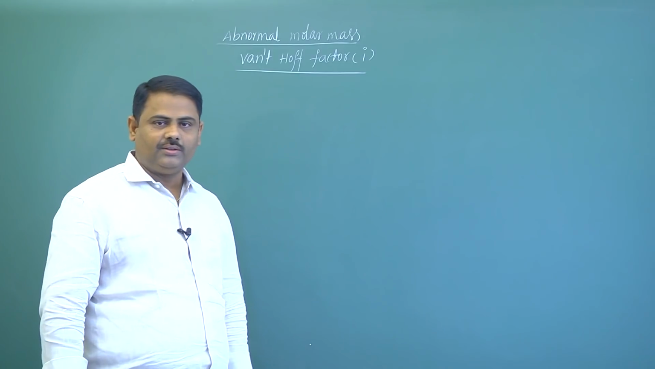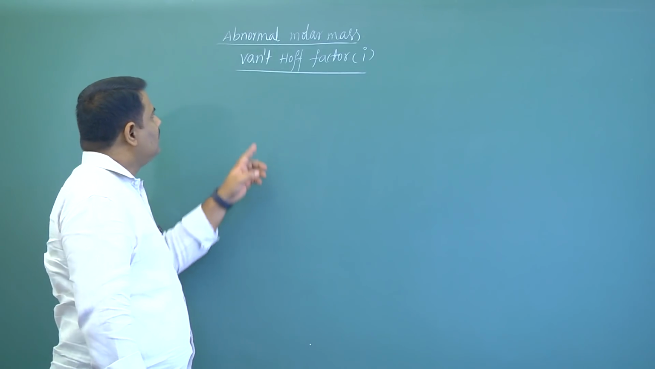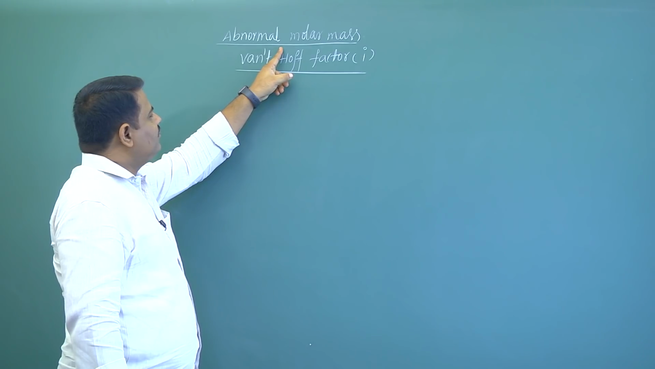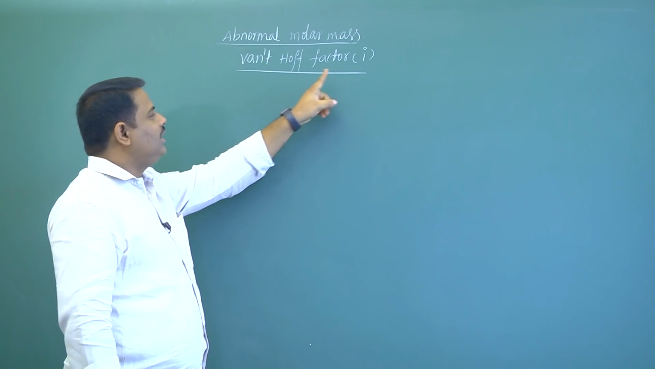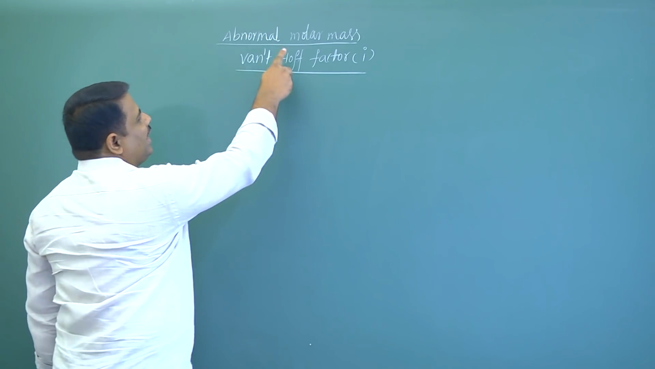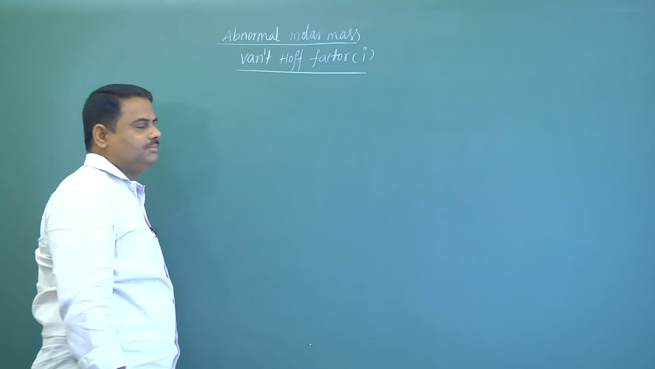Our last point is abnormal molar mass, the Van't Hoff factor, symbol is i. Now, what is abnormal molar mass?